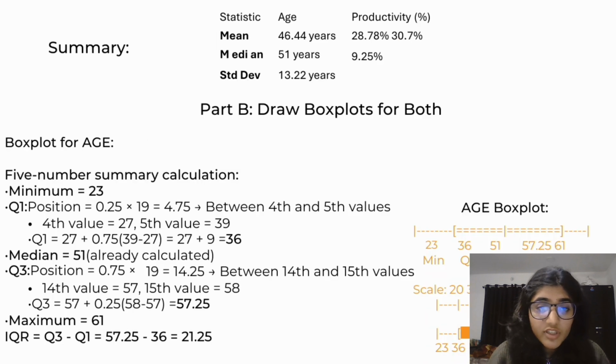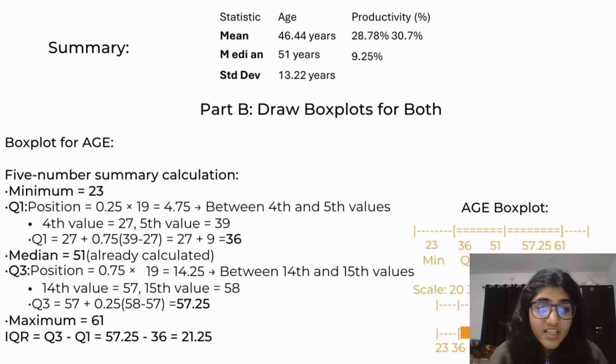Mean age is 46.44 years and its productivity is 28.78 percentage. Median is given as 51 years, which is 30.7 percentage. Standard deviation is 13.22 years, which is 9.25 percentage. Now we will solve the B part, that is draw box plots for both.